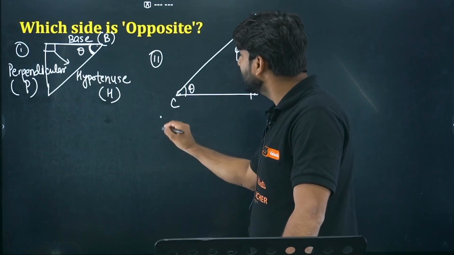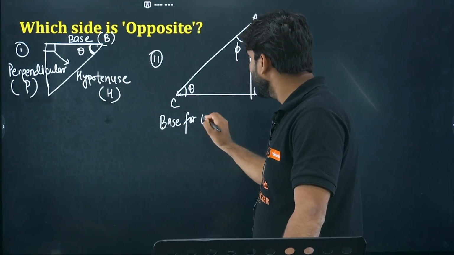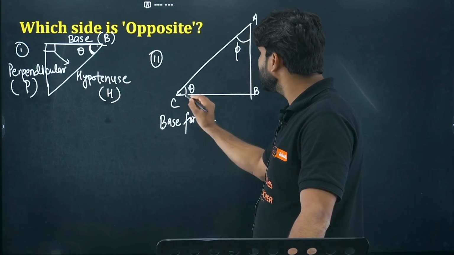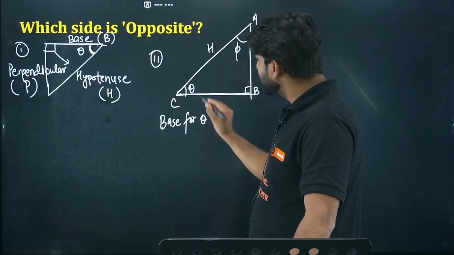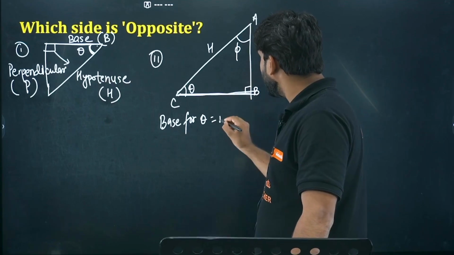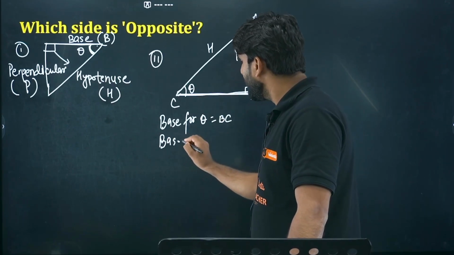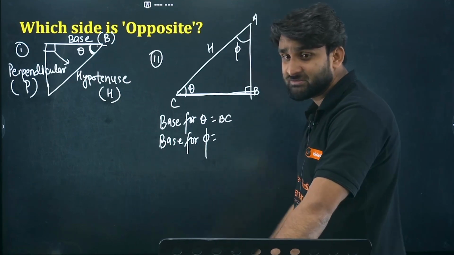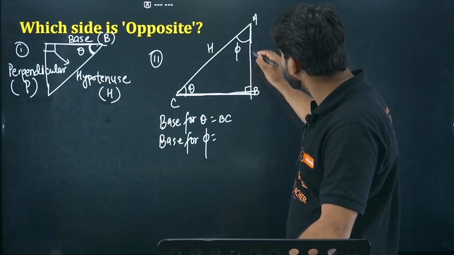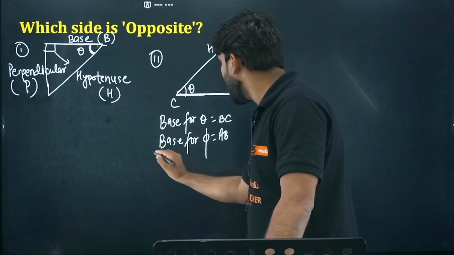So if I ask you the base for theta, what will it be? This will be base, because there is a 90 degree angle here, so the other one has to be hypotenuse. So this will be the base. I hope you are getting my point. Now if I ask you the base for phi, which side will be base? Phi is associated with this side, so it has to be base AB. Clear, everyone? Now moving ahead.